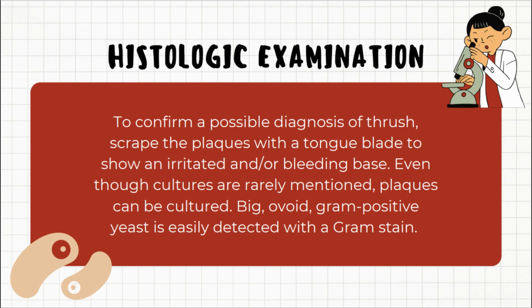To confirm a possible diagnosis of thrush, scrape the plaques with a tongue blade to show an irritated or bleeding base. Even though cultures are rarely mentioned, plaques can be cultured. Big, ovoid, gram-positive yeast is easily detected with a gram stain.